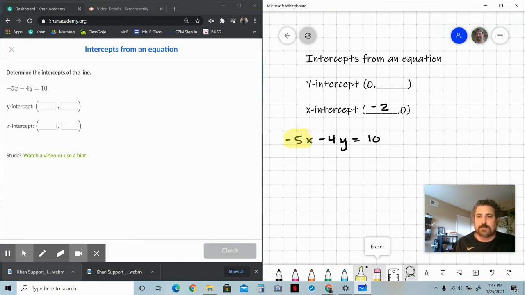The y-intercept means that we're going to get rid of our x value. So the x is going to disappear because x is 0. So we're looking for the y-intercept. It's going to be the same as negative 4y equals 10. How do you undo times by negative 4? Divide by negative 4. So that's going to be negative 2 and 2/4, or negative 2 1/2.